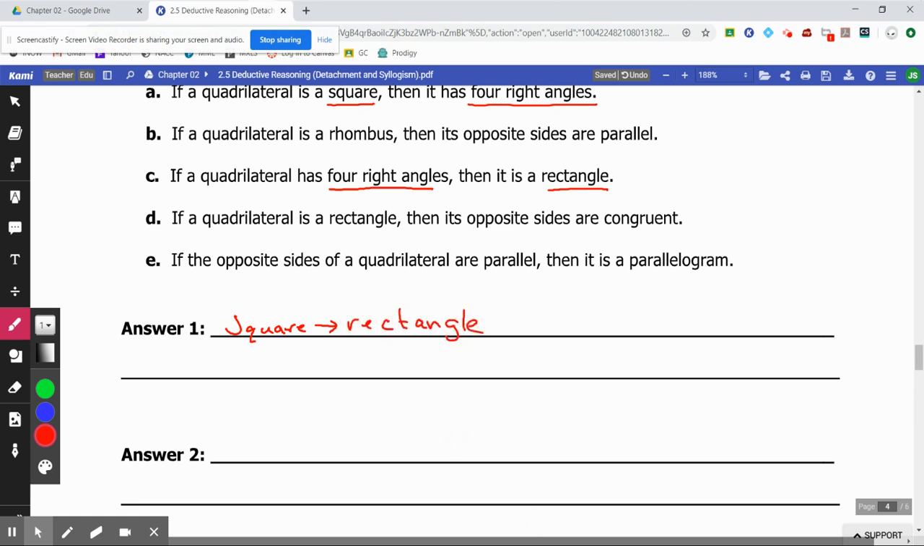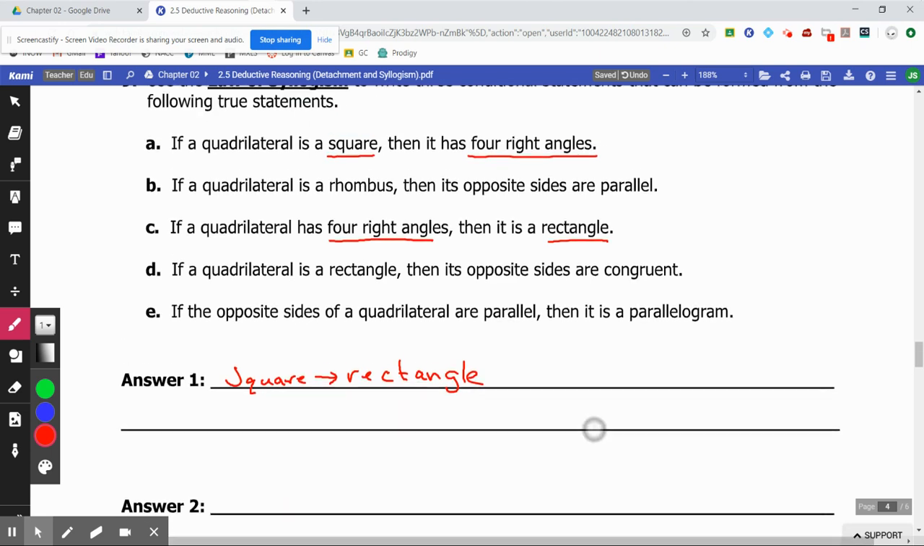So a square implies rectangle, and we could even talk about Venn diagrams there, right? Where this would be the rectangles and this could be squares. So all of this is connected. Let's try to find some more statements.